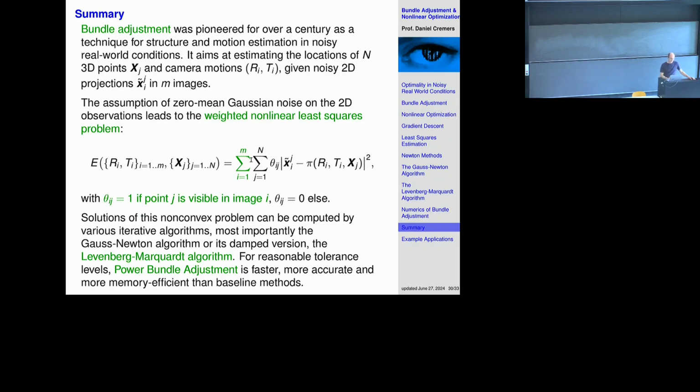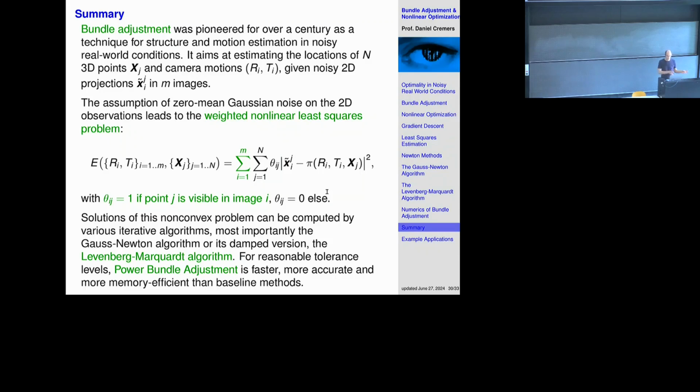And remember here we had little m images and little n points in each image. And then we basically have a perspective projection of the point xj here, rotated and translated into the camera i, and then perspectively projected, and that should ideally match the observed point in the respective image. That was the idea of bundle adjustment, and then you have these variables theta ij, which are basically telling you whether the point is actually visible in that image or not.